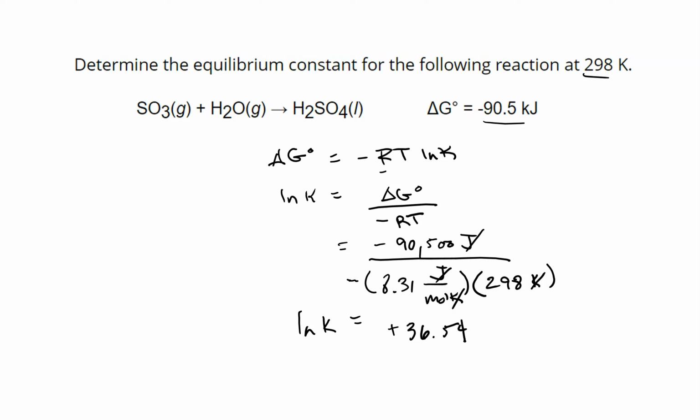So now what we need to do is raise both sides to e to eliminate our natural log. So K is going to be about 7.4 times 10 to the 15. A very, very nicely positive equilibrium constant. Which makes sense because it has to be positive because delta G is negative, and both of these expressions indicate a spontaneous reaction.